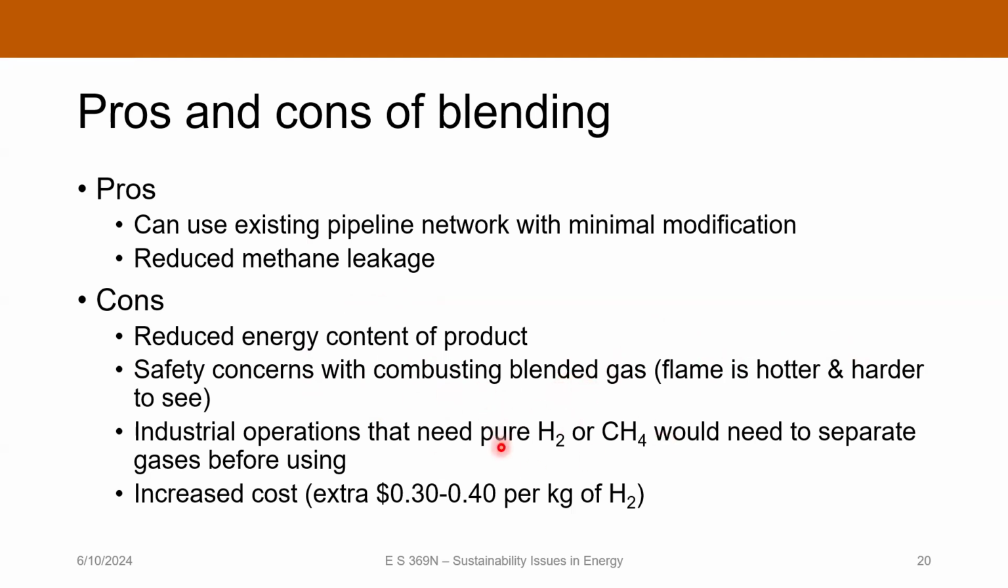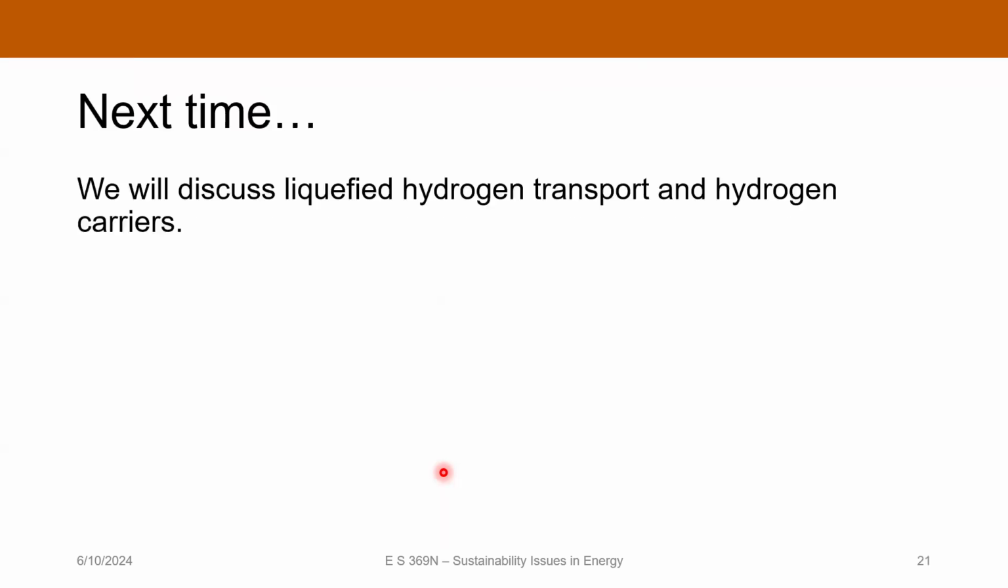If you need pure methane or pure hydrogen for your end use, you can't take blended gas because you're going to waste a lot of energy separating it out. And there is an increased cost. It's estimated to be about an extra 30 to 40 cents per kilogram of hydrogen that you add. So there's also that to consider. But hopefully we can get some of these issues worked out, and maybe you'll start seeing more hydrogen blends in our natural gas network.